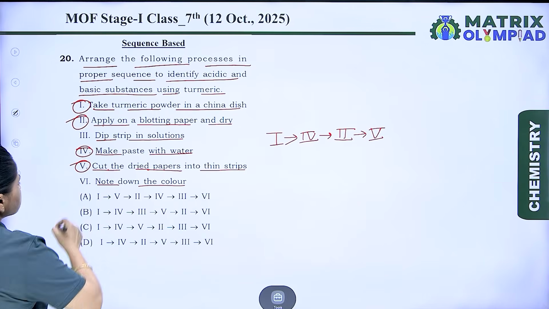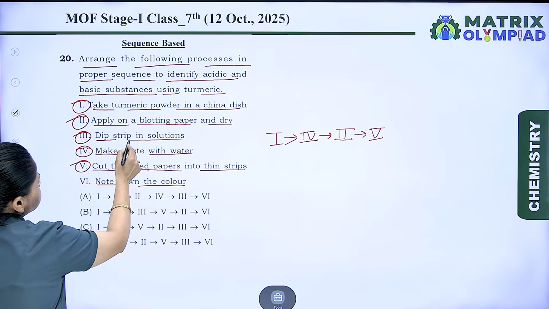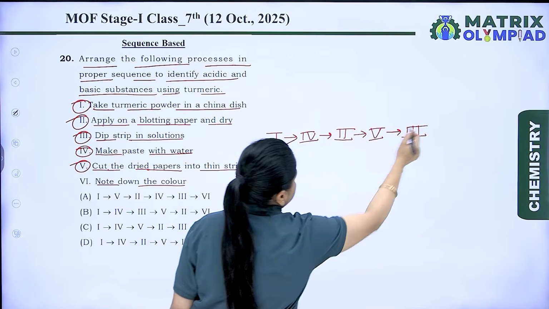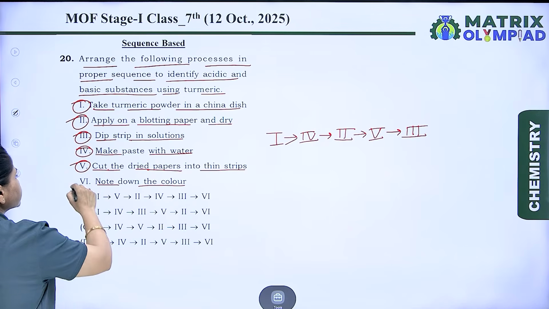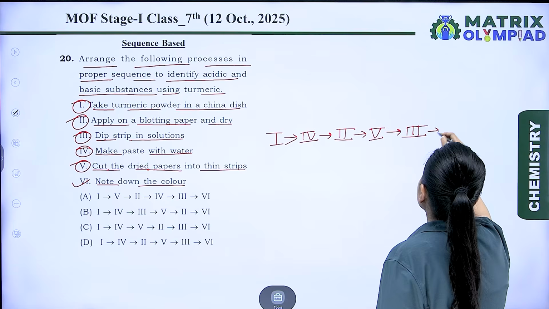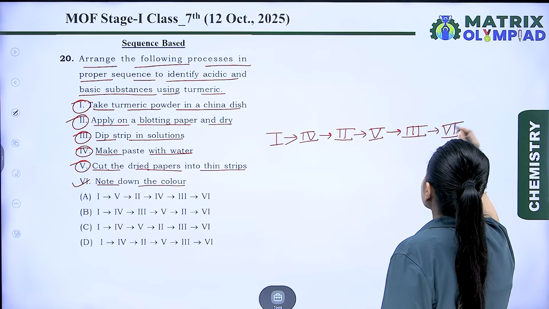Now, third step, dip strips in solution. And the sixth step is taken as the last, that is note down the color.